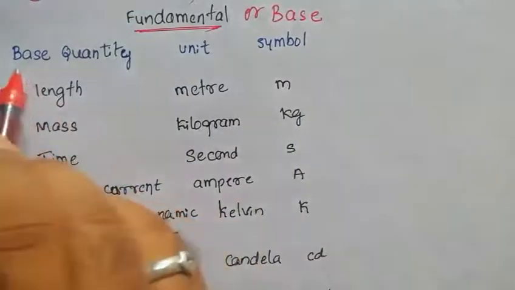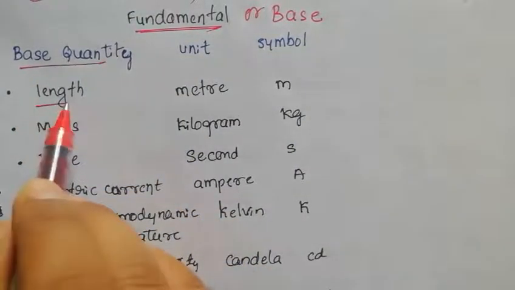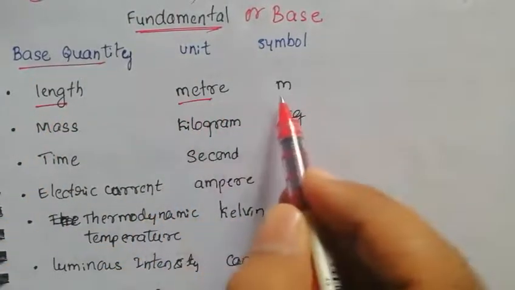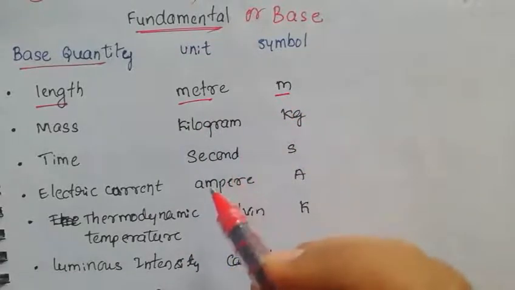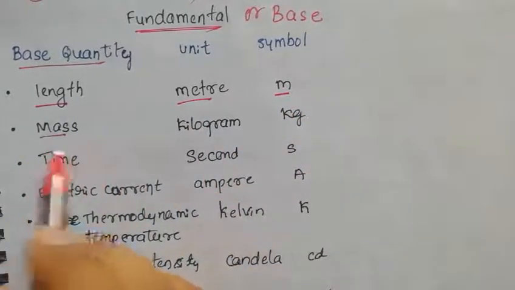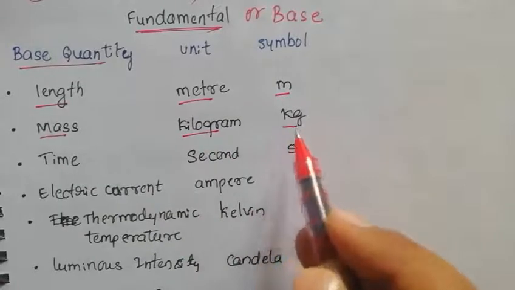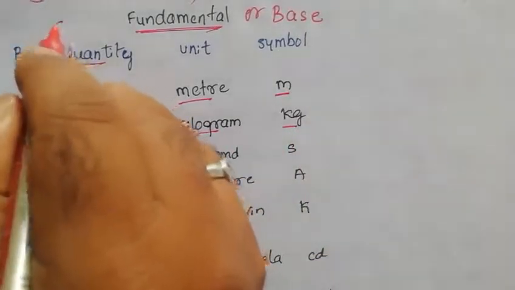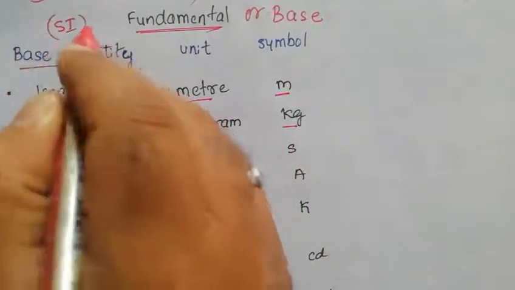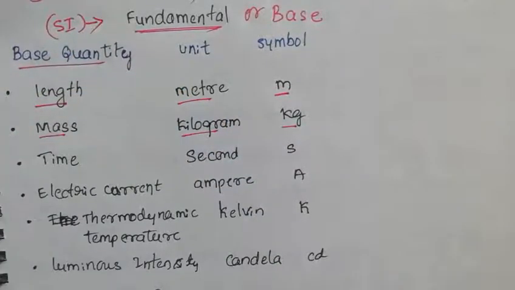So now look at the basic quantities. Length we express in meter, symbolically m. Mass in kilogram, we indicate kg. So all these expressions are in the International System, the SI system of units, which I am using now. And in this chapter we are going to follow the same SI system of units for all the things.